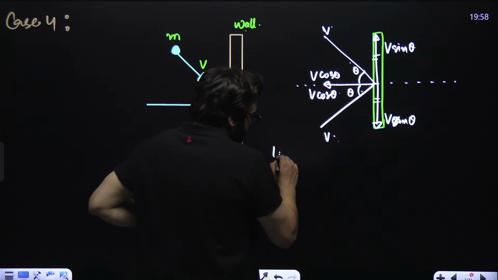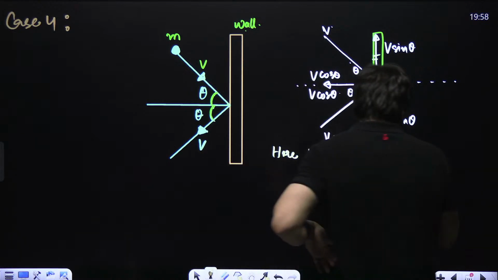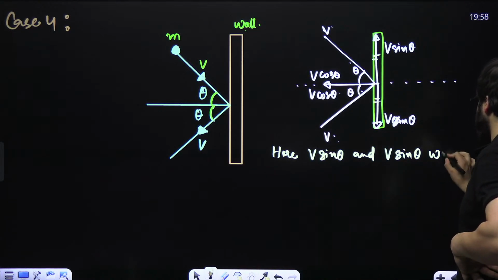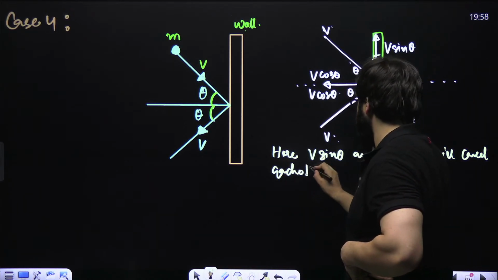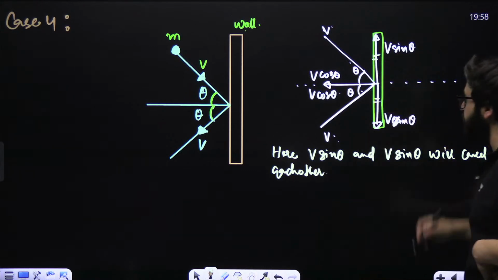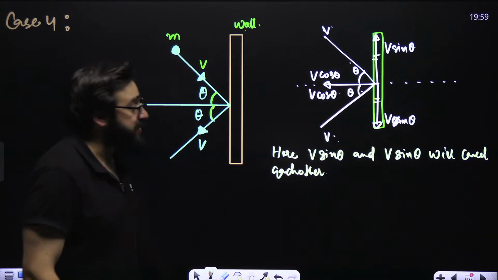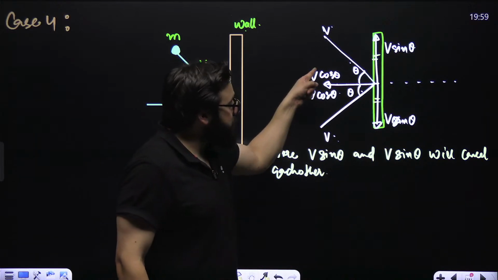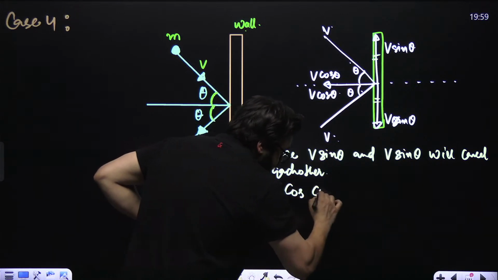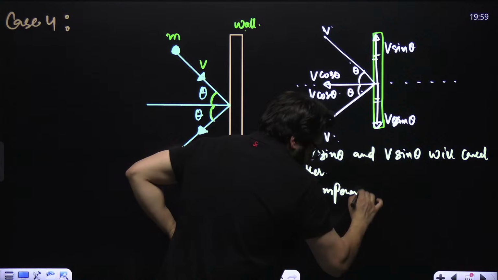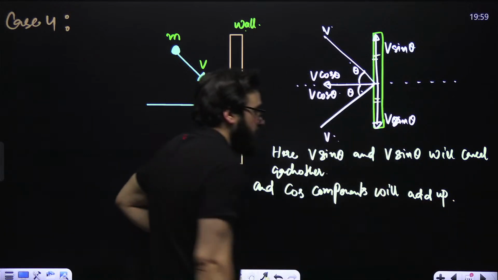Here v sine theta and v sine theta will cancel each other. And these two velocity vectors are in the same direction, so they'll add up. The cos components will add up.